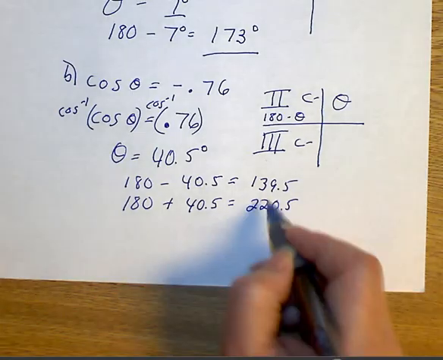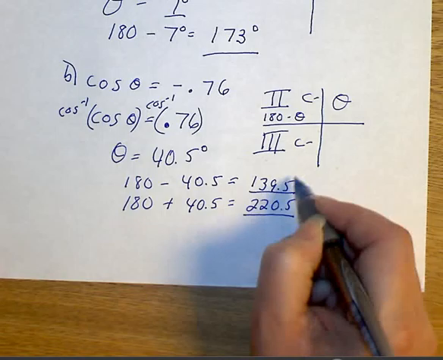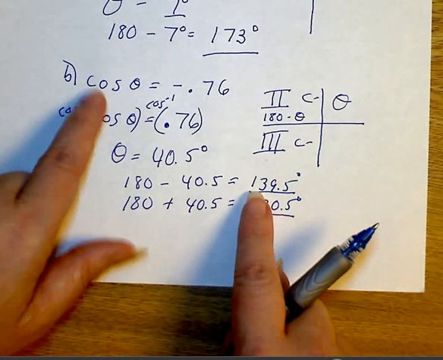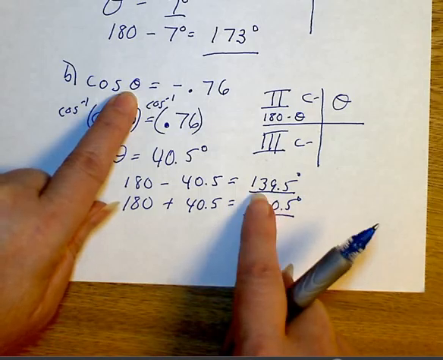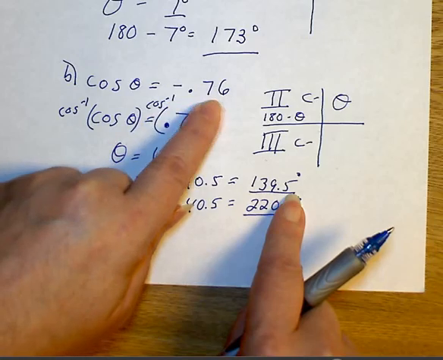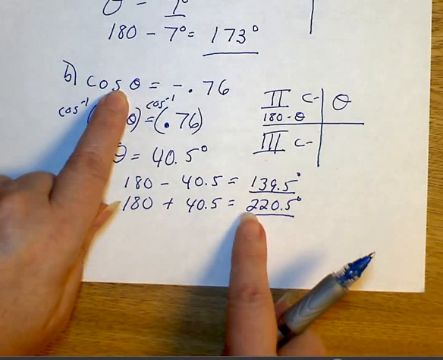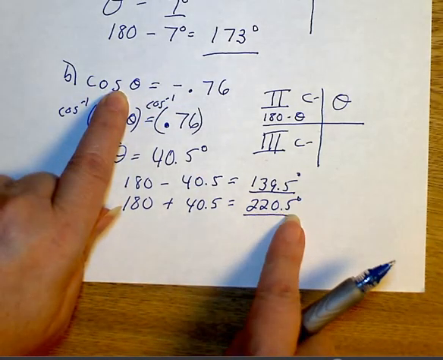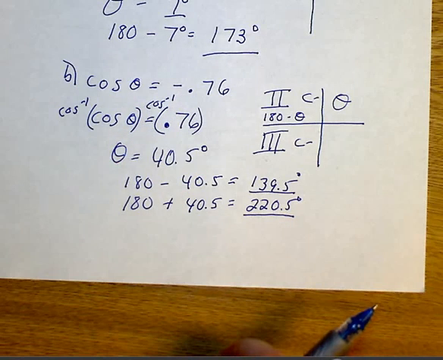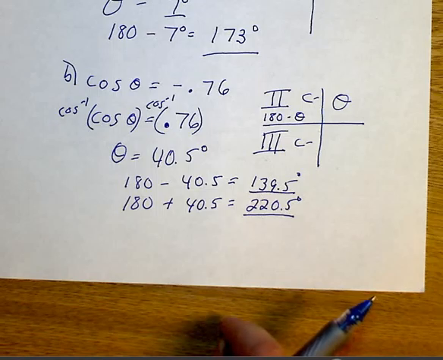So my 2 answers are right there. If you were to put in your calculator cosine of 139.5, you're going to get negative 0.76. And if you put cosine of 220.5, you should get negative 0.76. Questions? All right.